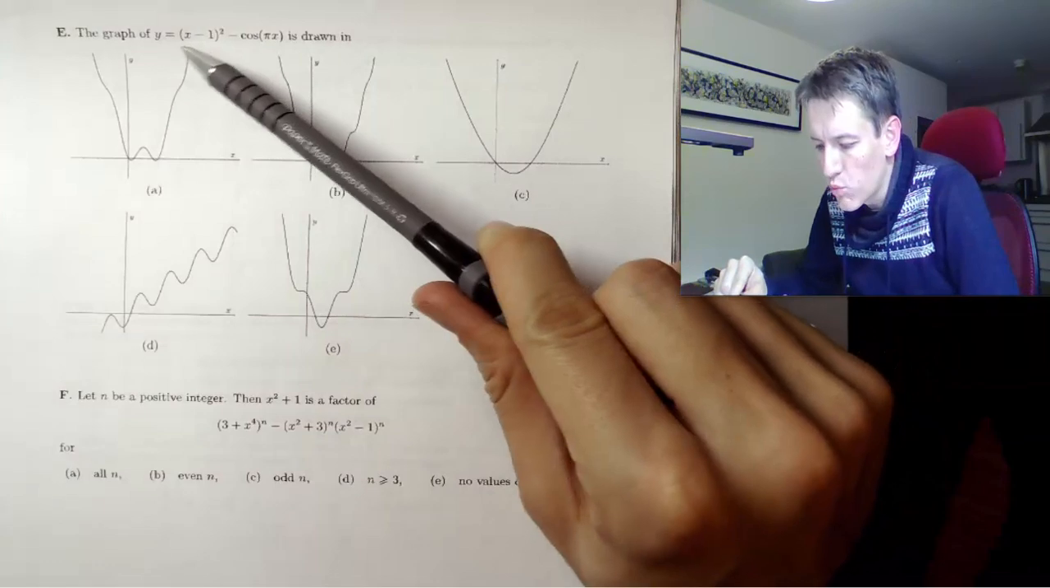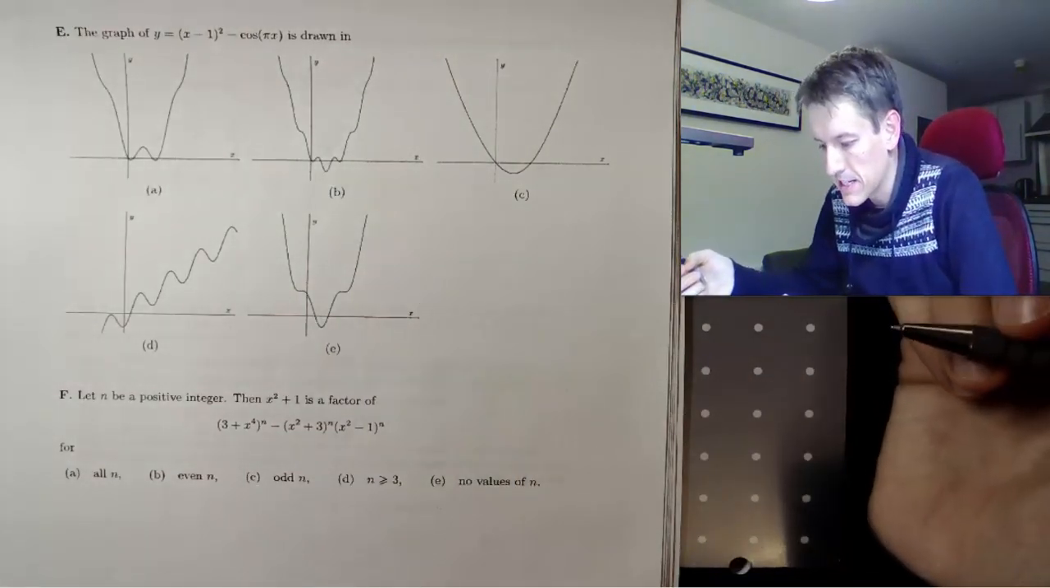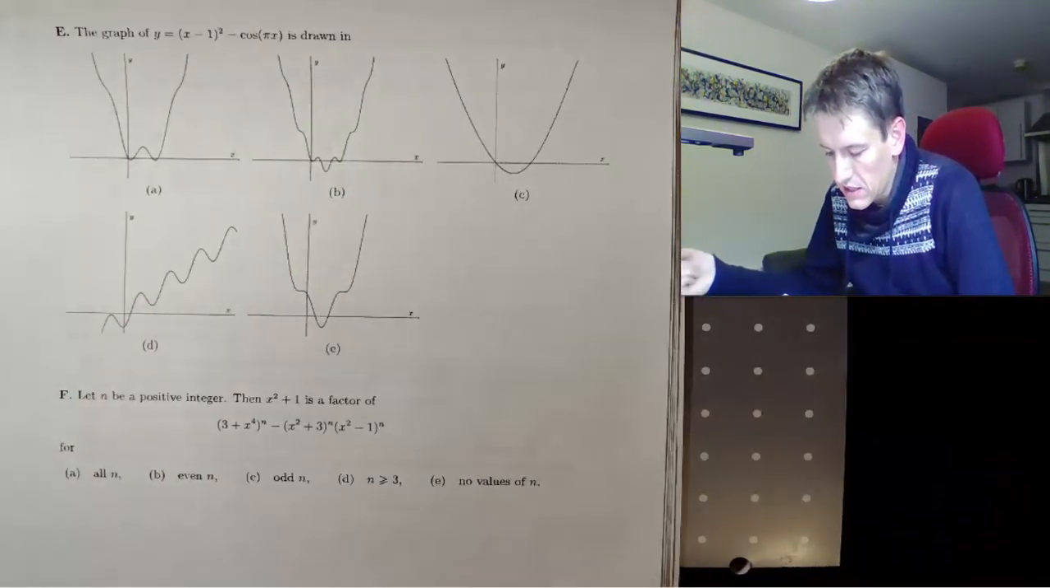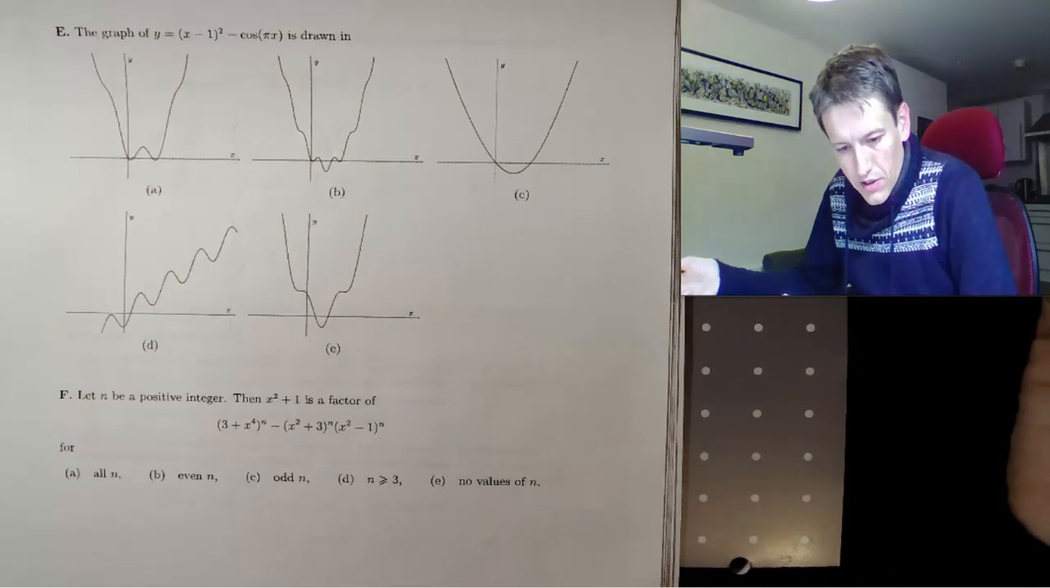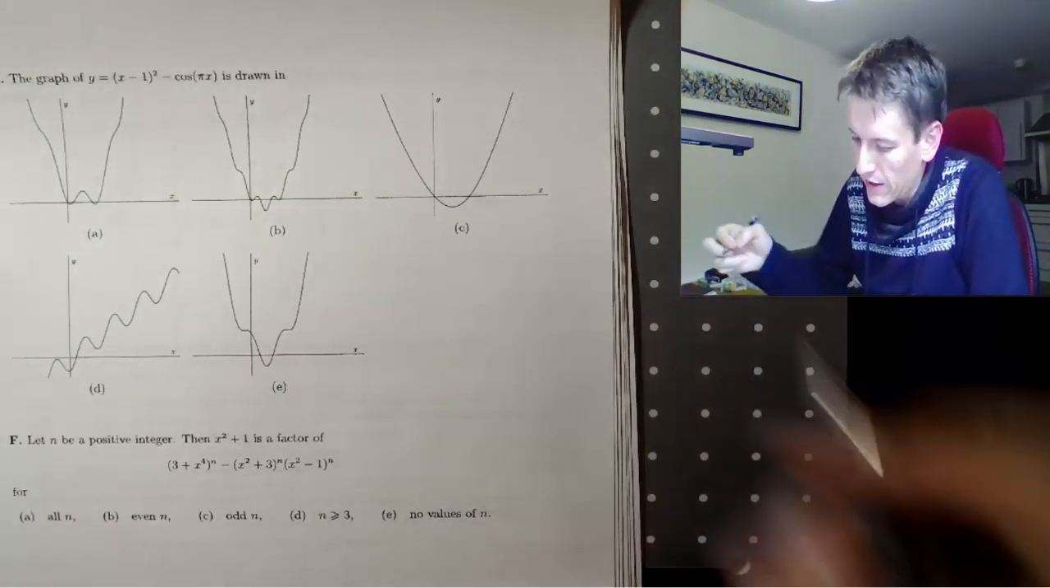We're told this is the graph of y equals (x minus 1) squared minus cosine of pi times x, and we're trying to work out which one it is. We'll start with the most obvious things we can. I'd always start by looking at axis crossing points.